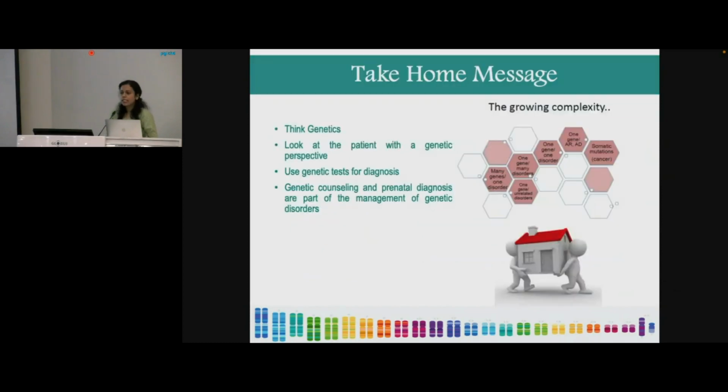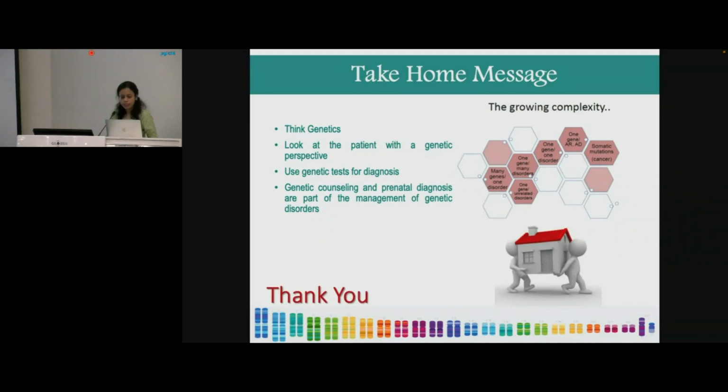So the take-home message is that as we get more information about the genome, it is going to be more complex. We need to think about genetics. We need to look at the patient with a genetic perspective. We need to identify the disease, then choose the test from the available series of tests. Genetic counseling and prenatal diagnosis are part of the management of genetic disorders because most of the time treatments are not available.